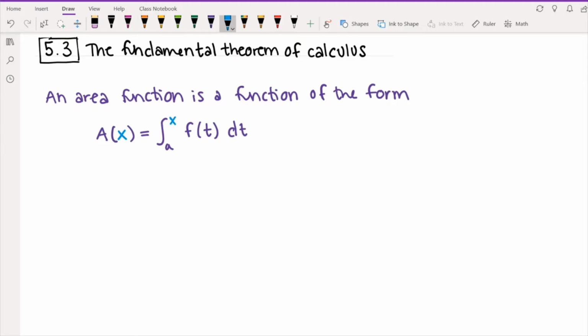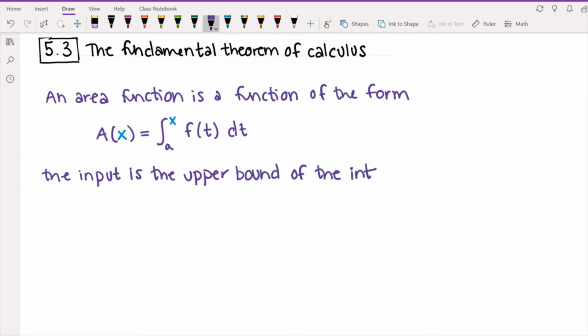So in an area function, the input is the upper bound. It's basically the second number of where you're taking the integral from. So the input is the upper bound of the integral. And then the output is the resulting area. And remember, when I say area, I'm kind of stretching the meaning of the word area, because when we're taking an integral, the area could end up being positive or negative.